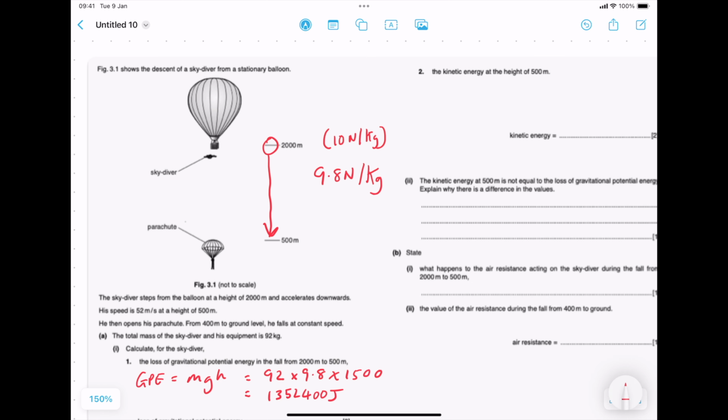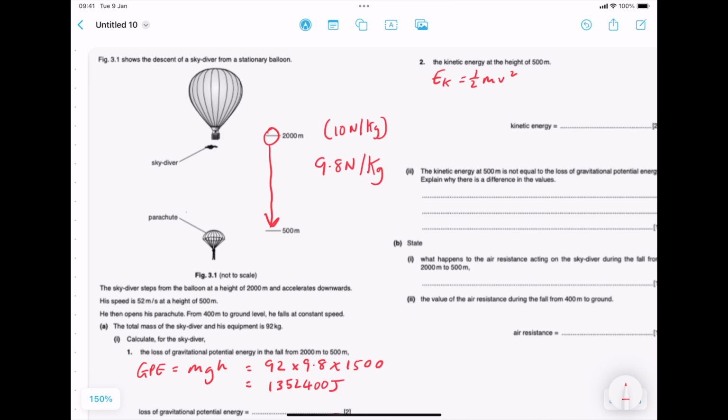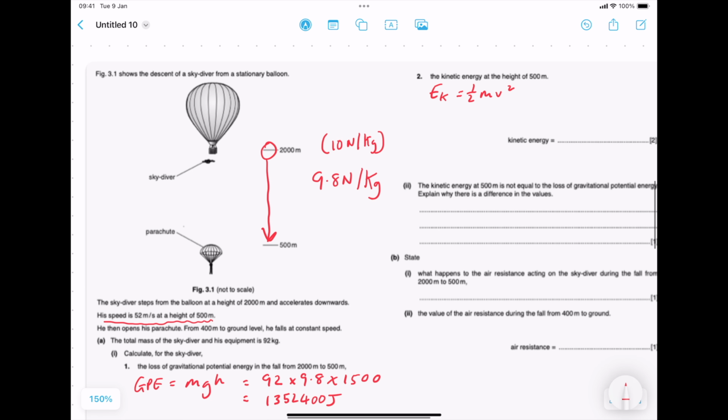Number 2, the kinetic energy at the height of 500 meters. The kinetic energy formula is EK equals half mv squared. M is the mass of the object, v is the speed, so we need the speed for this. If we go back to the description, it does say his speed is 52 meters per second at a height of 500 meters. Putting those numbers in, we end up with half times 92 times 52 squared, and again, another big number.